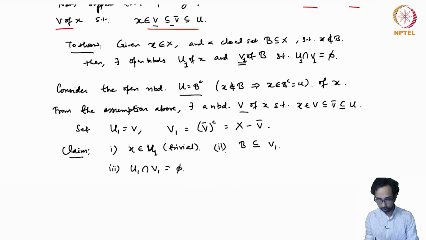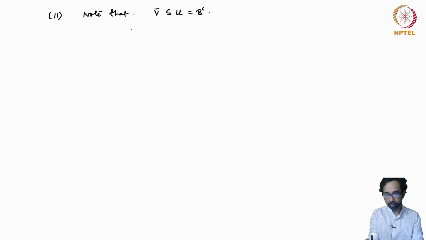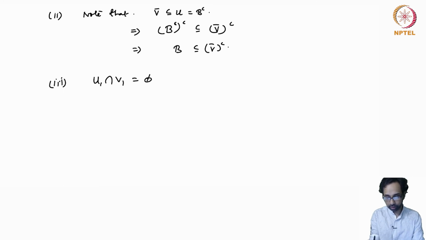So first of all, I'll just skip the first one. The second part: why is B a subset of V1? So to prove two, note that V closure is a subset of U, which is B complement. So just taking the complement on both sides, we have that B is a subset of V closure complement. So this proves two, and now the only part left is to show that U1 intersection V1 is empty.